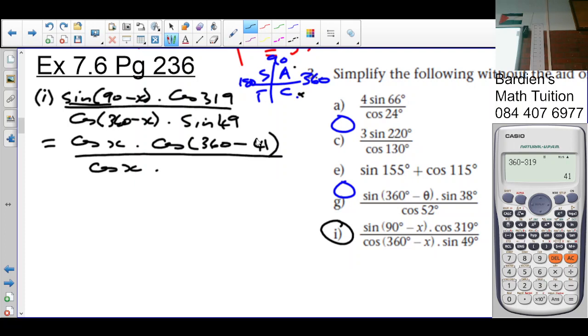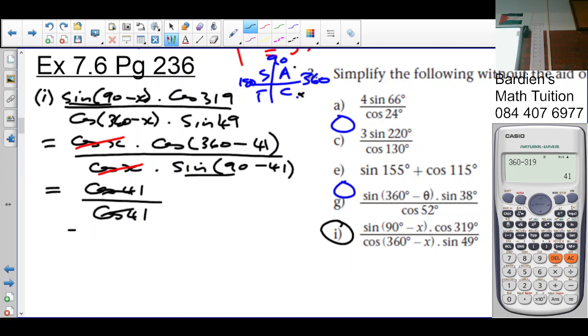The 49 is linked to 41, so I'm going to change that to sine of (90 minus 41), because 90 minus 41 is 49. So of course the cos x terms cancel. 360 minus takes you to the fourth quadrant, cos is positive, so it's going to become cos 41. Over sine (90 minus 41): first quadrant, sine is positive, and it changes to cos 41. That gives me an answer of 1.